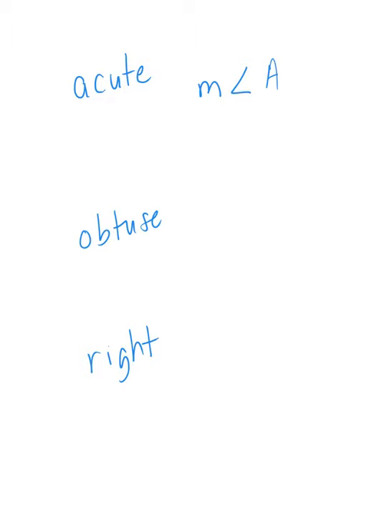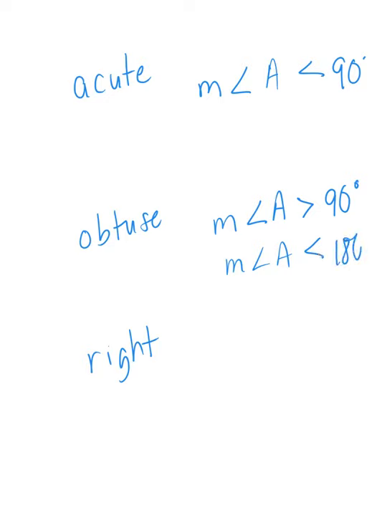For an acute angle, the measure is less than 90 degrees. For an obtuse angle, the measure of angle A is greater than 90 degrees but less than 180. What do you think of a right angle? A right angle always uses that symbol, and that symbol stands for 90 degrees.